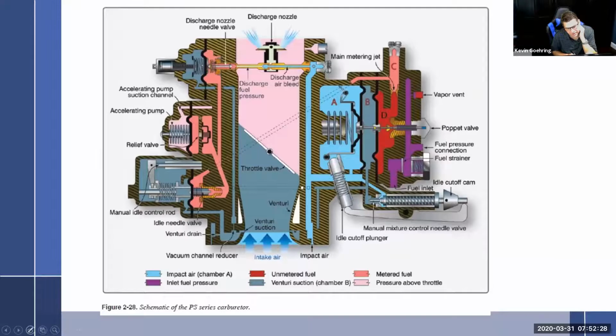The Bendix PS carburetor. PS5, to be exact, on this one. The one I was holding up is a PS5 Bravo Delta made by Bendix. It actually says Stromberg on it, but we call it the Bendix because Stromberg was purchased by Bendix. Bendix makes all kinds of stuff.